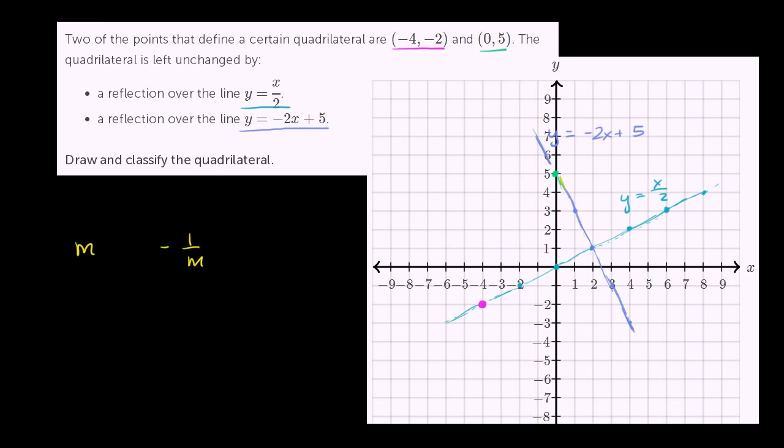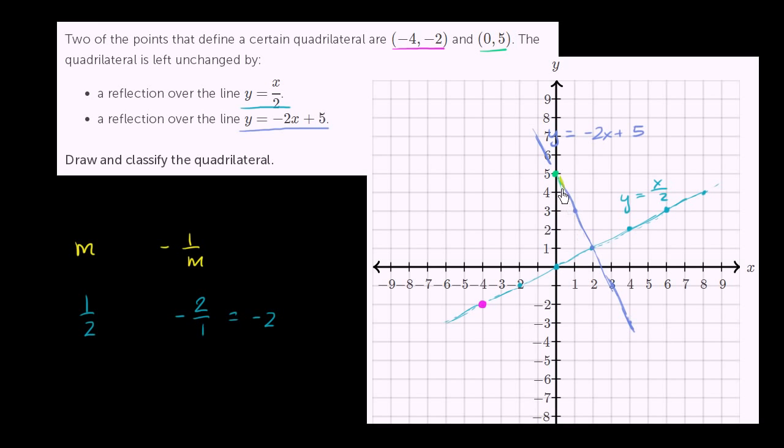So this first line has a slope of 1/2. Well, what's the negative reciprocal of 1/2? Well, the reciprocal of 1/2 is 2 over 1, and you make that negative, so it is equal to -2. So this slope is a negative reciprocal of this slope. So these lines are indeed perpendicular.